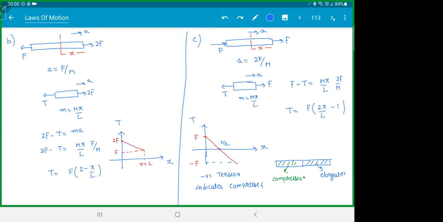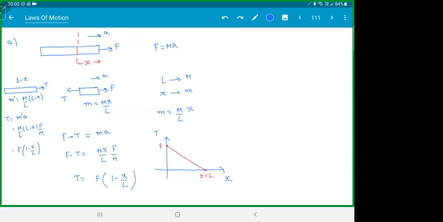Do check this out. So make sure to try this thing again. Want it to be 1 minus 2x by L? Yeah, it will be 1 minus 2x by L. Clear? There. So we did almost, I think, 32 problems so far.